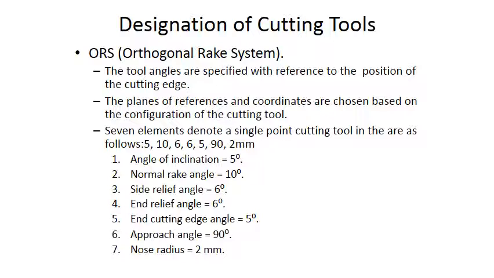Designation of the cutting tool, ORS. ORS means orthogonal rake system. There are two important systems: the orthogonal rake system and the oblique rake system. In the orthogonal rake system, the tool angles are specified by reference to the position of the cutting edge. Second, the planes of reference and coordinates are chosen based on the configuration of the cutting tool. And third, the seven elements denoting the single point tool are: angle of inclination, normal rake angle, side relief angle, cutting edge angle, approach angle, and nose radius. So this is the ORS rake system.